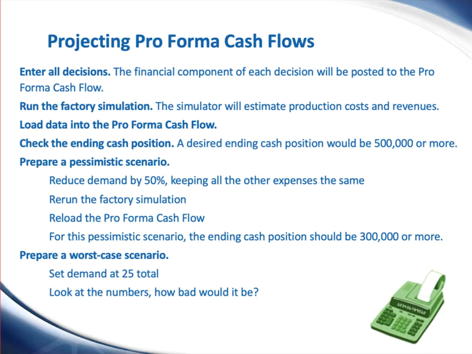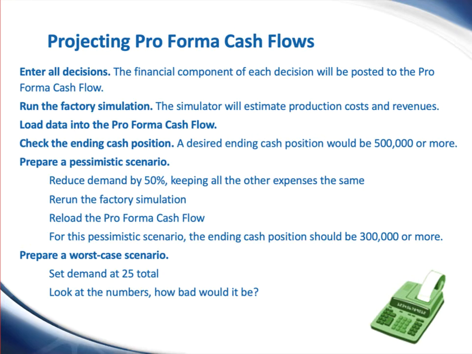In Q3, you should probably prepare a pessimistic scenario. So run multiple projections for cash flow. Run one as you would expect. Run one at a pessimistic scenario with reducing the demand by 50% while you keep all the other expenses the same. Rerun the factory simulation, reload the pro forma cash flows, and look at the pessimistic scenario ending cash balance. Make sure you're at about 300,000 or more.